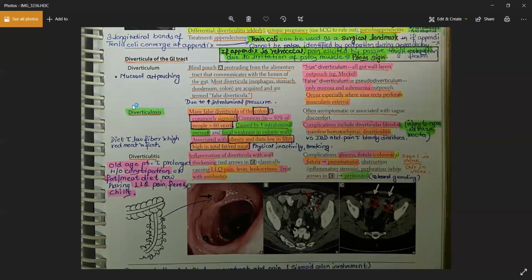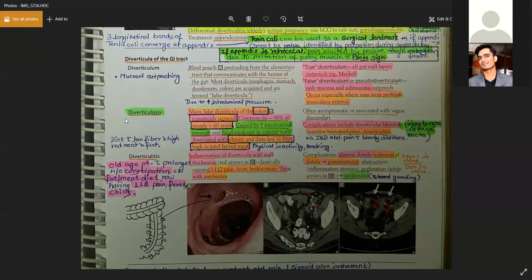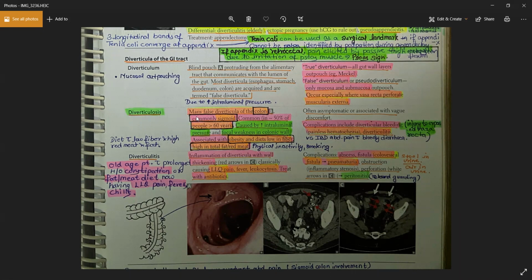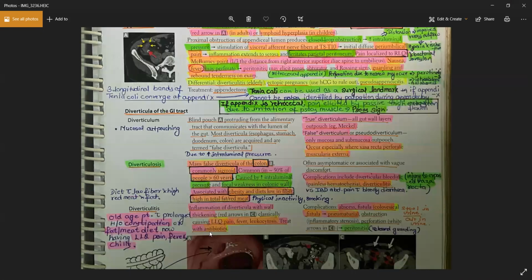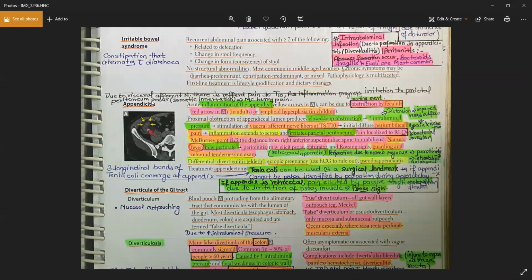Then you have diverticulosis, in which you have multiple diverticula. Whenever you have multiple diverticula, you will call that diverticulosis. Many false diverticula arise from the colon. The most common location you need to remember is the sigmoid colon, and because the sigmoid colon is on the left side, whenever you have an inflammation in these diverticula, the pain will be in the left side, and that's how you can differentiate this pain from appendicitis.